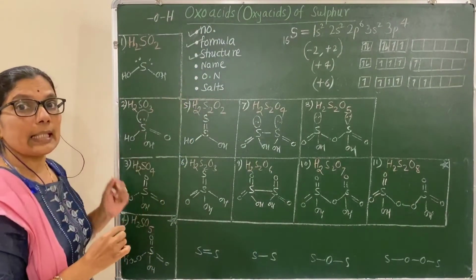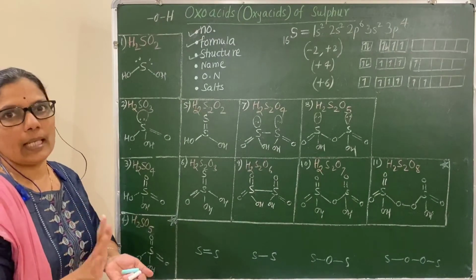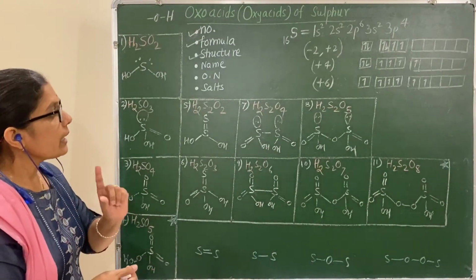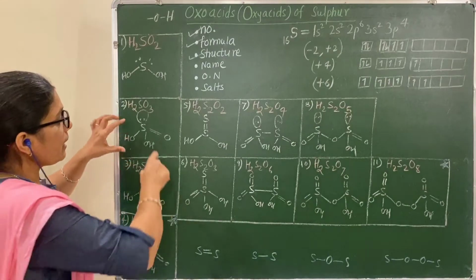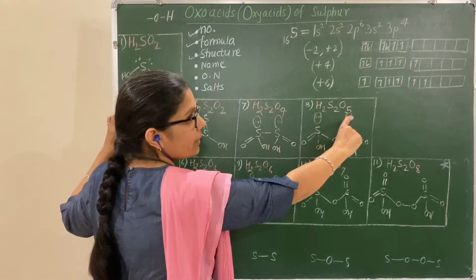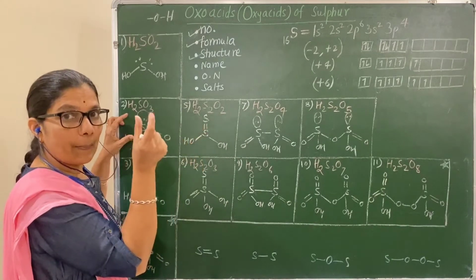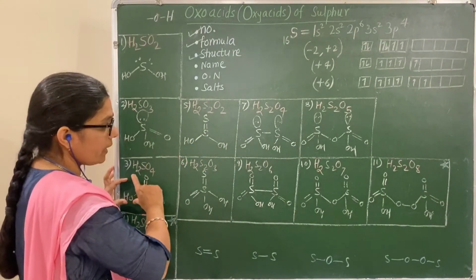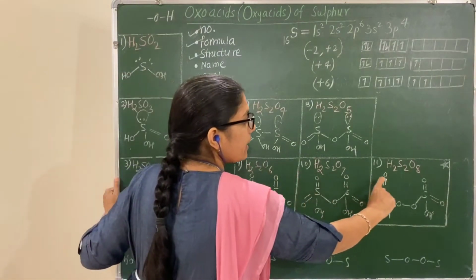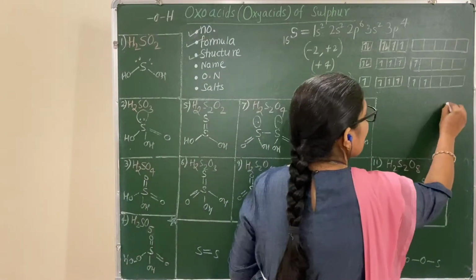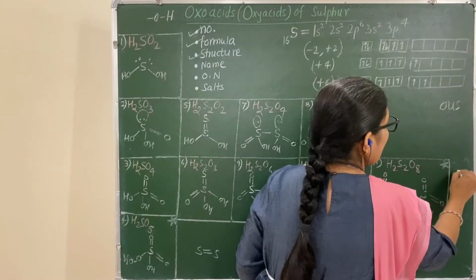Now, let us see their names. Very simple and interesting. See that. This is the US series. You know that, US and IC. Lower valency end by the suffix US, and the higher valency end by the suffix IC. That is, this is the US series and this is the IC series.